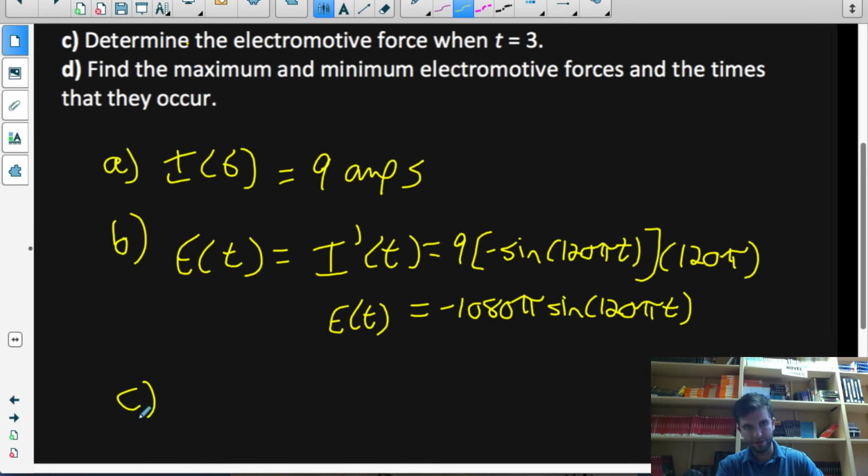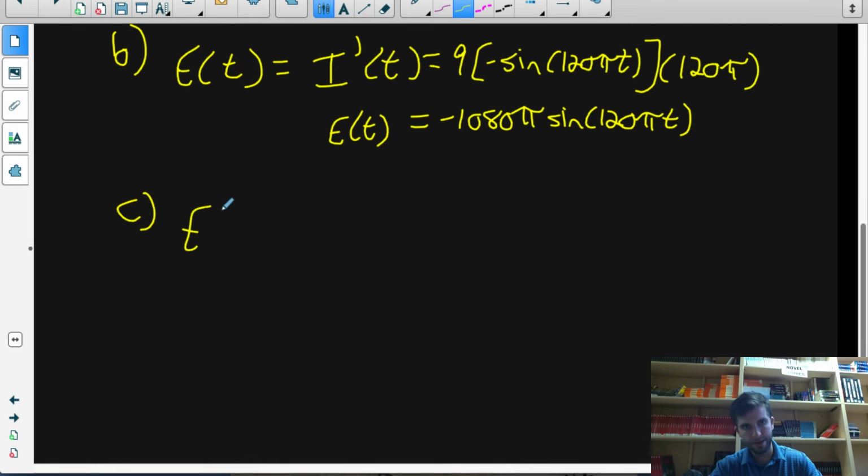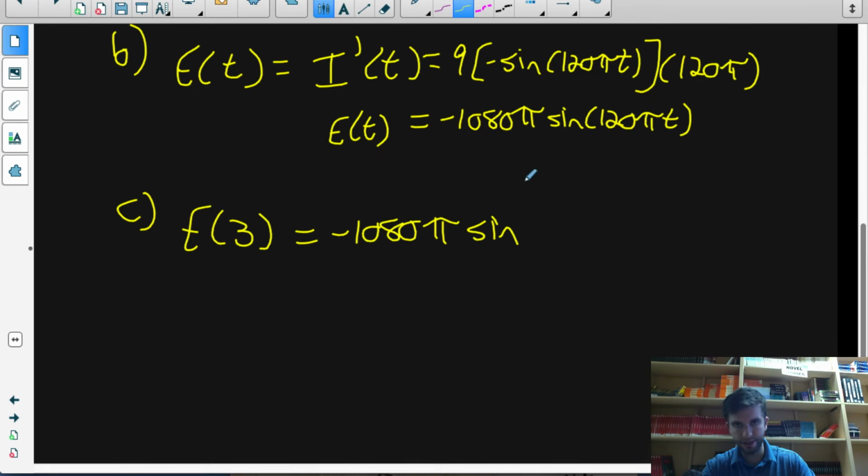And part C asks us to evaluate the electromotive force when time is 3. So we just want to evaluate E at 3. And we could do this one without a calculator, because if we understand trig functions well, and specifically the unit circle, when I put 3 in for t, I'll get sine of 360 pi. And 360 pi, well, that's a multiple of 2 pi, right? I know sine of 0 pi, 2 pi, 4 pi, 6 pi, 8 pi, those are all 0. So sine of 360 pi is also 0. So I have -1080 pi times 0, which is 0 volts.